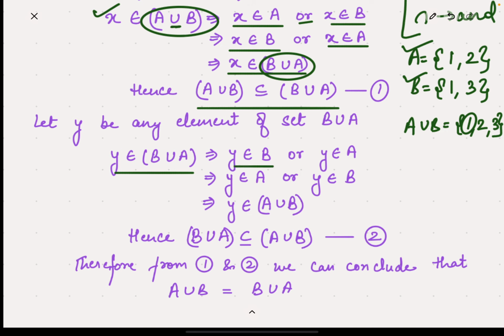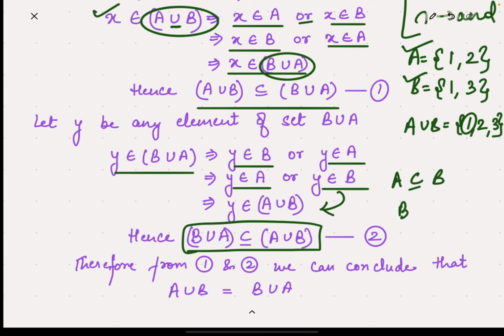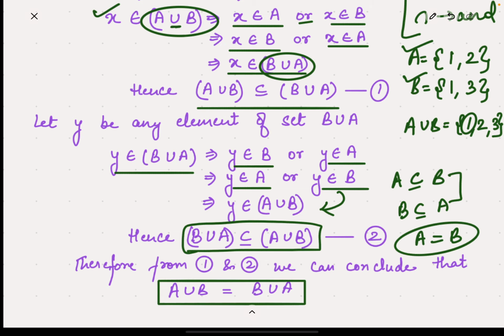Just open up the bracket here also. Y belongs to B or Y belongs to A. Then we just swap these: Y belongs to A and Y belongs to B, and using this we can say Y belongs to A union B. This is how we can say B union A is also a subset of A union B. So from 1 and 2, if A is a subset of B and B is a subset of A, then we can say these two sets are equal. So from 1 and 2, we can say A union B equals B union A.